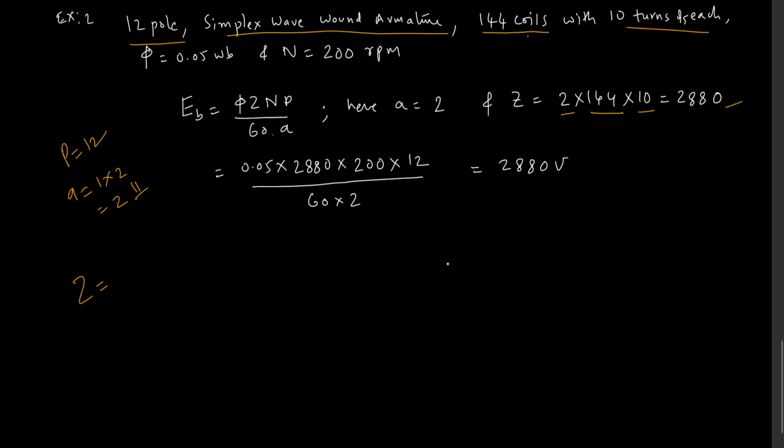That comes to 2880 conductors. Substitute here phi, Z, N is 200 rpm, phi is also given, and the number of poles is 12, divided by 60 into A. So it again comes to 2880 volts. It is a simple equation: once all parameters are given, you will be able to calculate the voltage in the armature. Okay, any doubts?